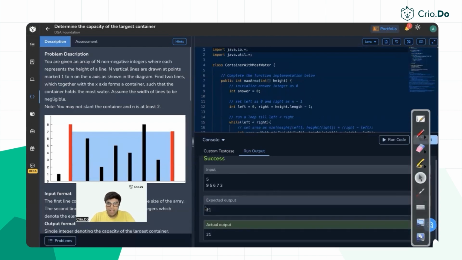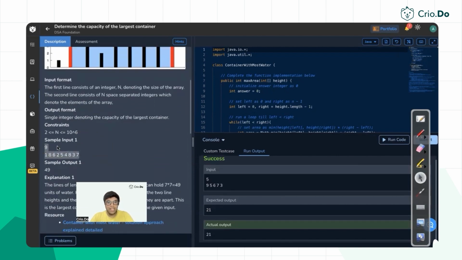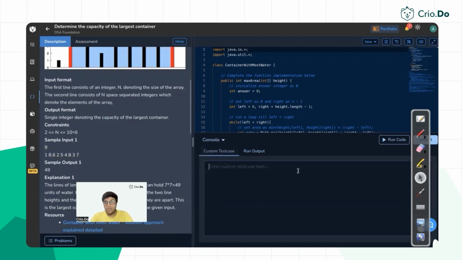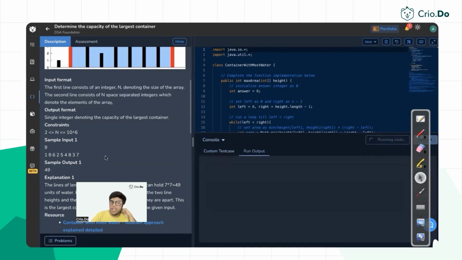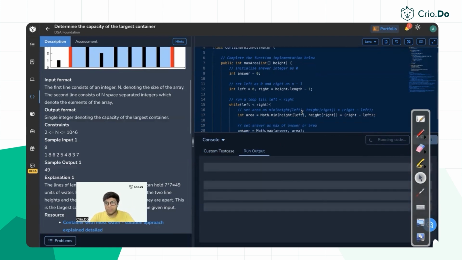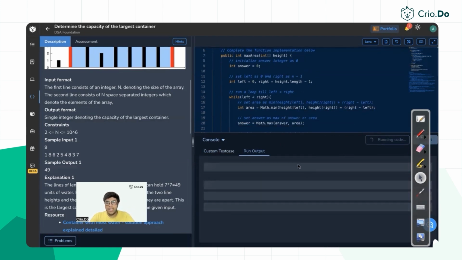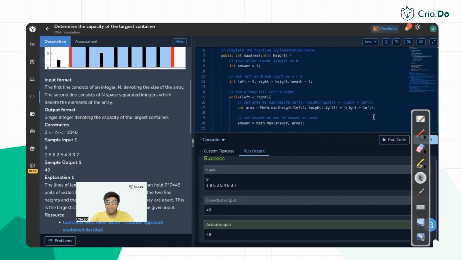So it is taking some time. For the sample input, it is giving me 21. Let's take one more sample input and run it to see if it is going to give me 49 or not. It should give me 49. Let's see. It is taking some time to run, and it is giving me 49.